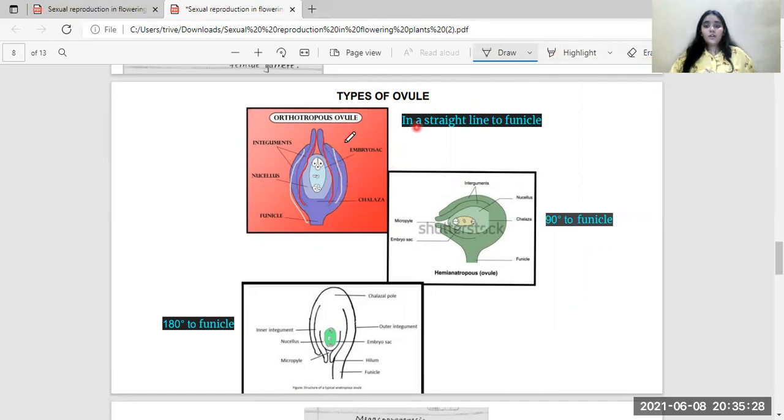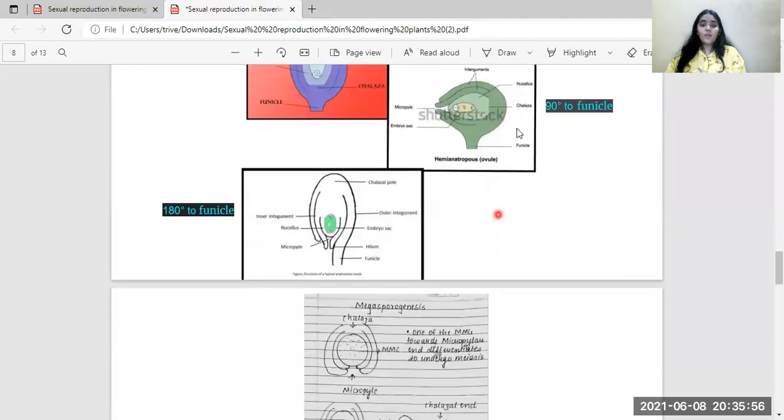And now we'll further move to the second type of ovule, which is the hemitropous ovule, which is at 90 degrees to the funicle. It has the chalazal part and the micropyle. As you can see here, it is exactly 90 degrees. It is turned around to form a 90 degree angle, whereas anatropous is 180 degrees. It is completely turned around, upside down.